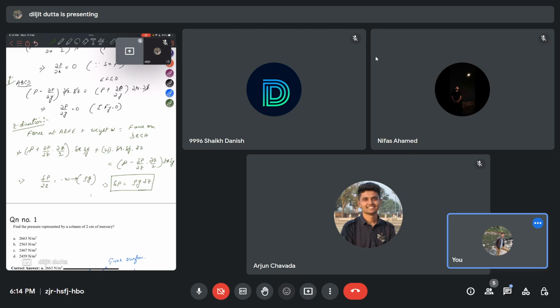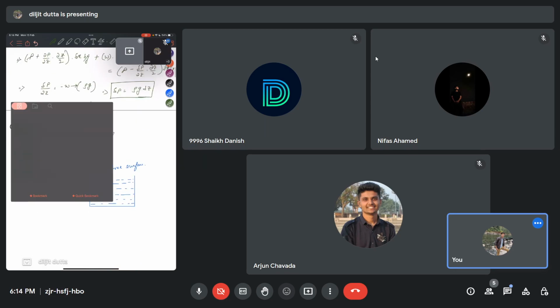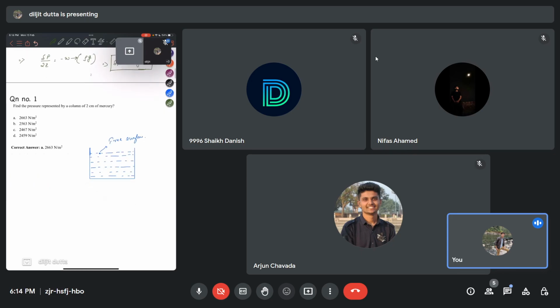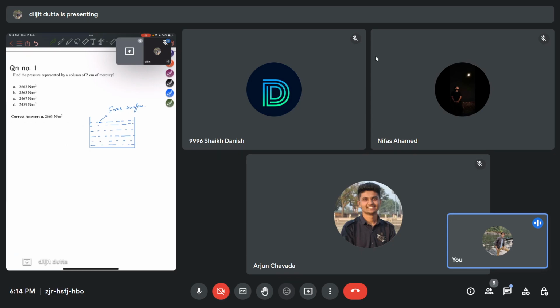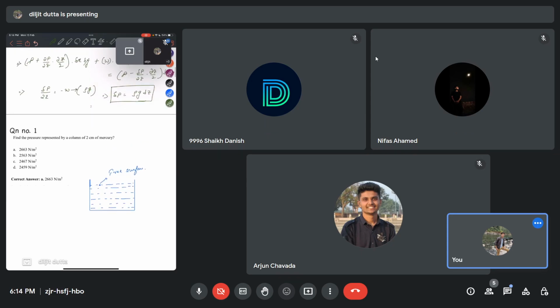Okay, so let's move to solve one question. In this question, it is mentioned: find the pressure represented by a column of 2 centimeter of mercury. So to know the pressure represented by a column, it is already assumed that it is from a free surface. So at the free surface, the atmospheric pressure is taken to be 0 in this case. So at a height of, suppose, 2 centimeter, what will be the pressure P?